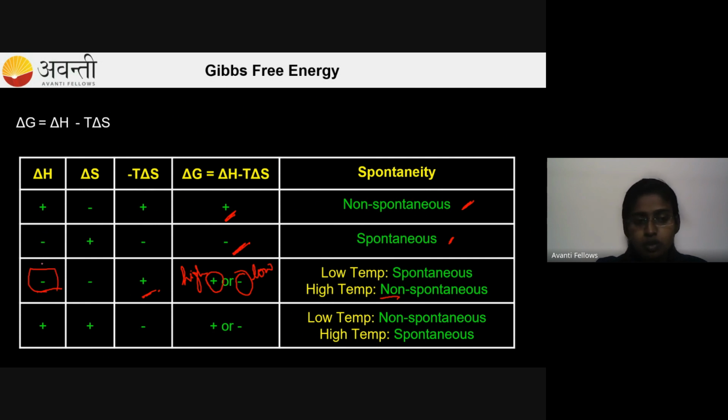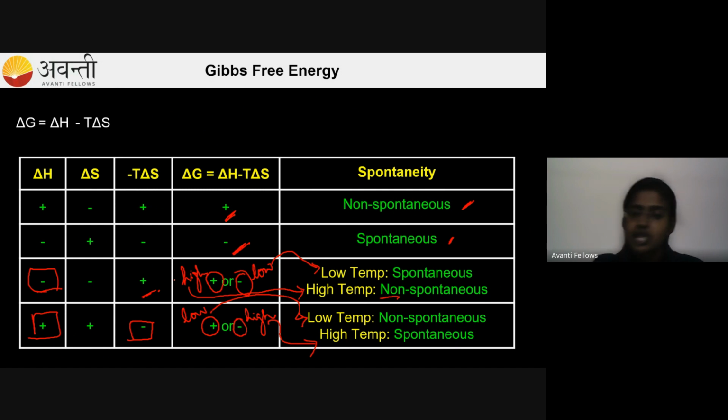Now, do the other way around. If delta H is positive and T delta S is negative, then only at very high temperature is it spontaneous. And at low temperature, delta G has a positive value, so it is non-spontaneous in nature. So how am I finding this out? If a process is spontaneous, then the delta G value should be negative. So all these go like this. Clear?